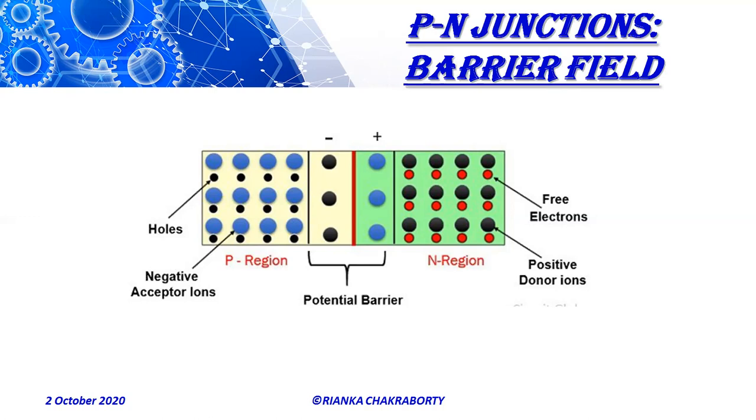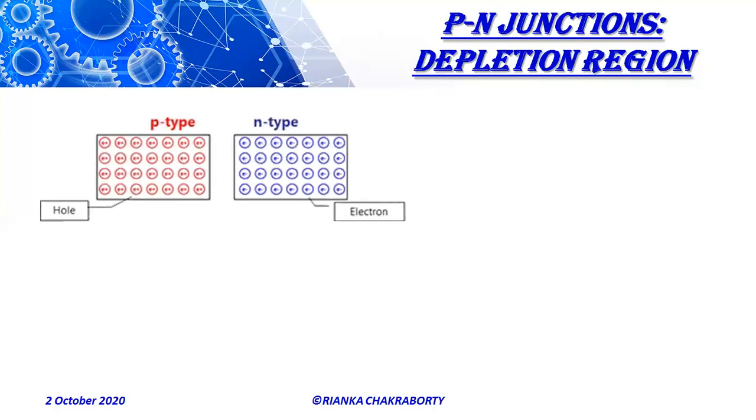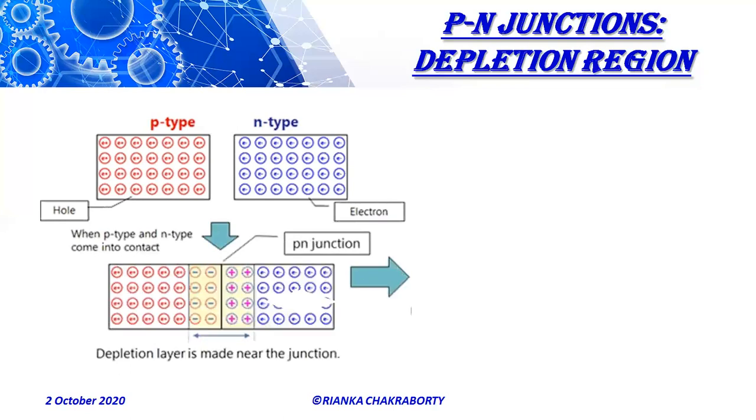The positive and the negative uncovered charges generate an electric field across the junction directed from the n side to the p side. This field is called the barrier field or potential barrier. The barrier field opposes the diffusion of electrons and holes through the junction. Equilibrium is established when the barrier field is just sufficient to prevent further diffusion of electrons and holes.